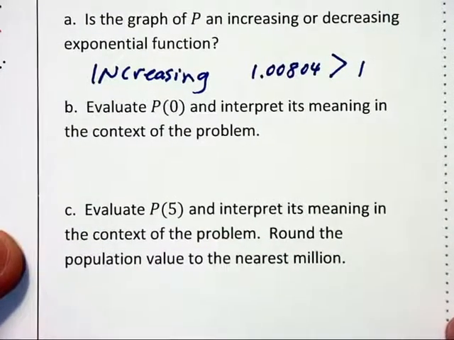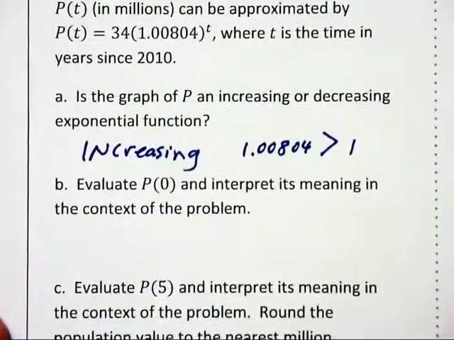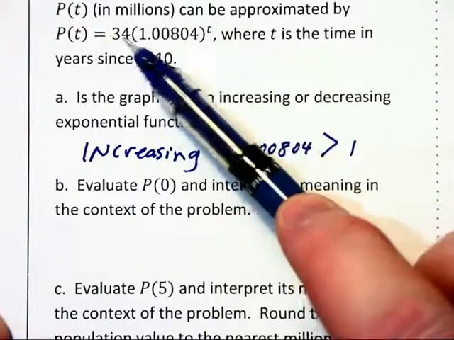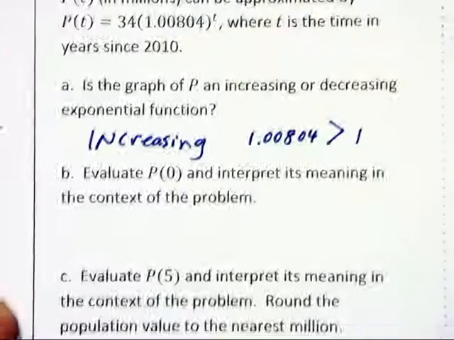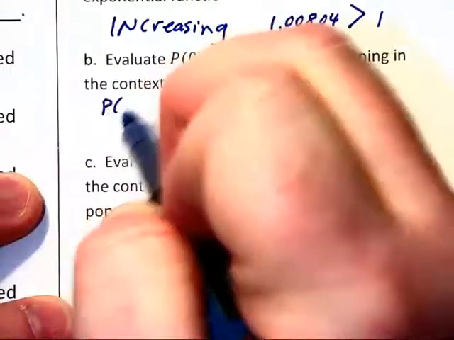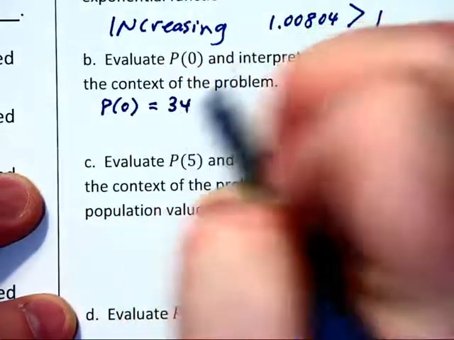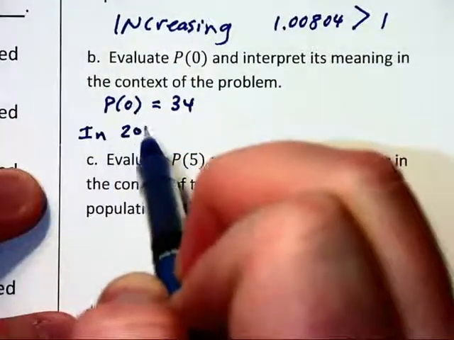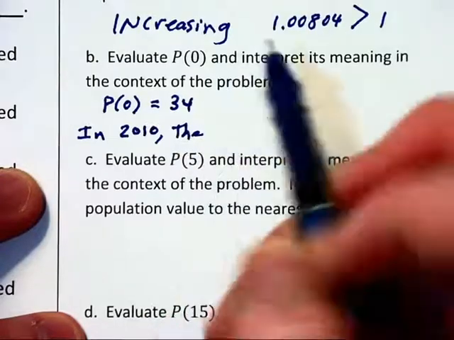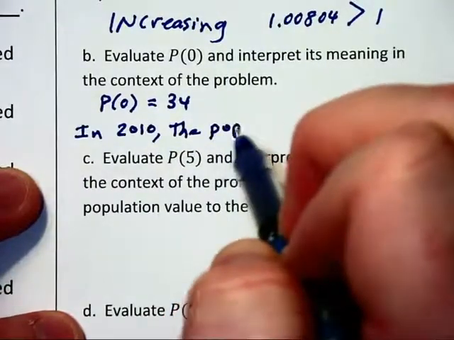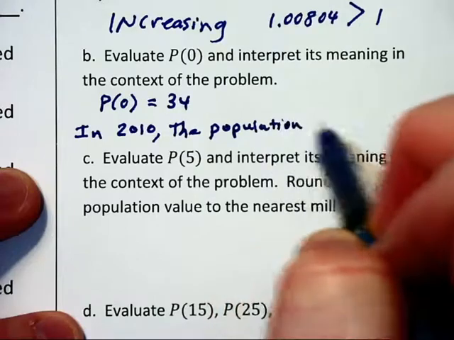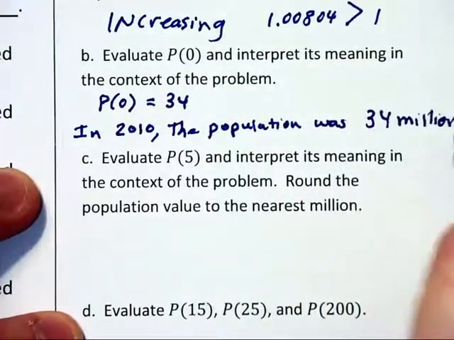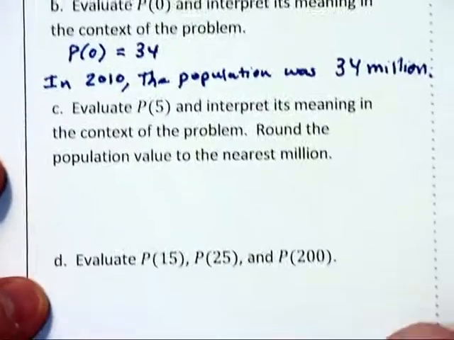Evaluate P of 0. Well, when you substitute 0 into the function, anything to the 0 power is 1, multiplied by the 34 out in front gives us 34. So P of 0 is equal to 34. And basically, when you interpret that, that means in the year 2010, the Canadian population, or just the population, was 34 million. That was our starting point in the problem as they had told us.